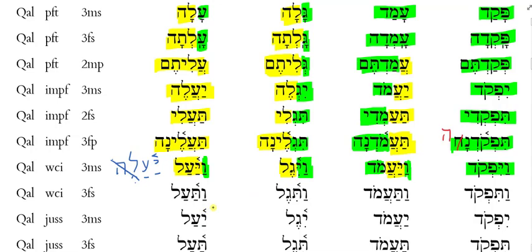The 3FS is given here just to show you that the yod is not characteristic of the WCI. The yod is the 3MS form.